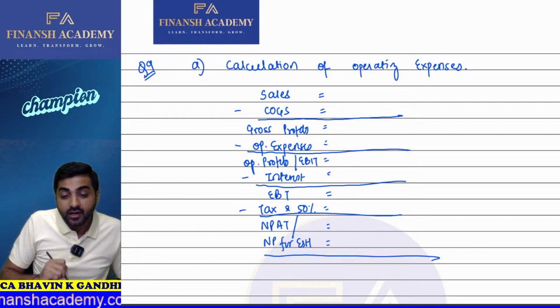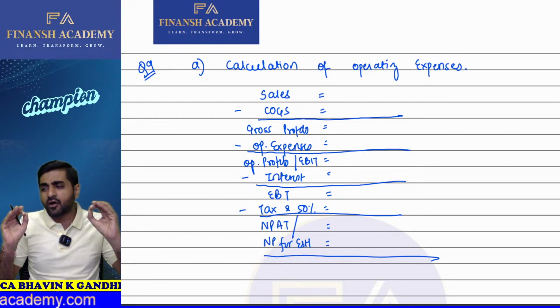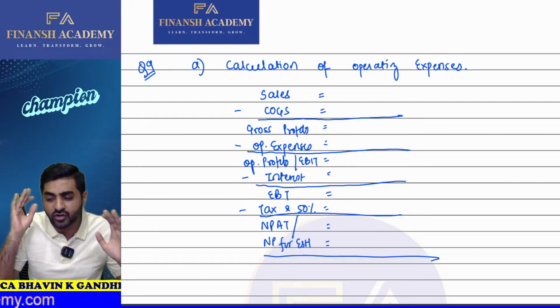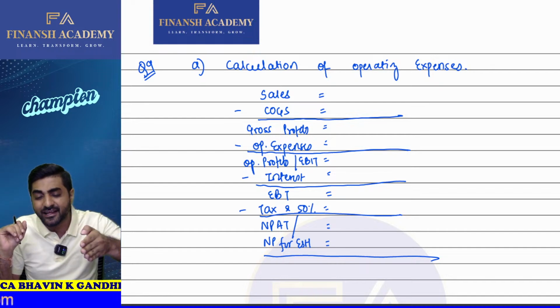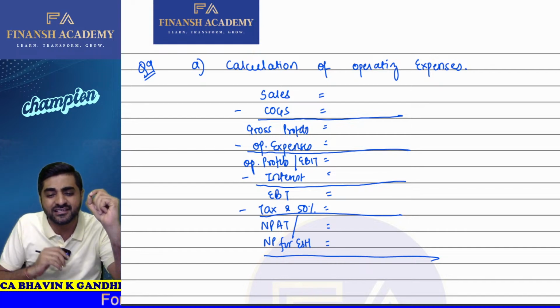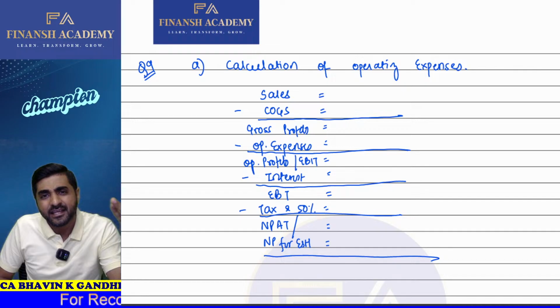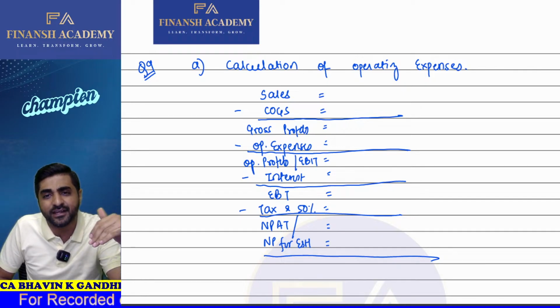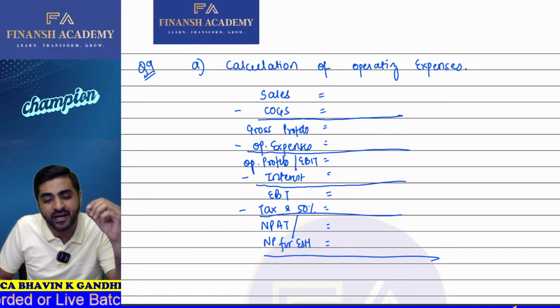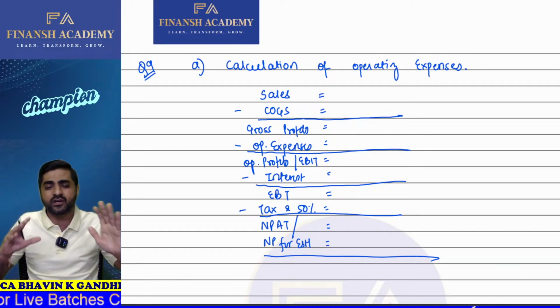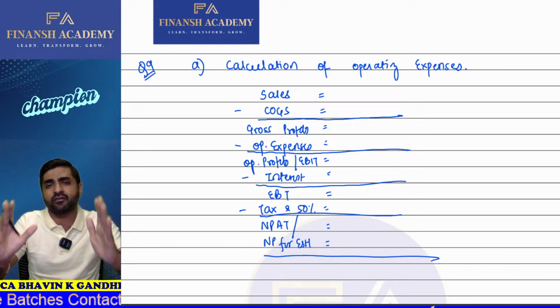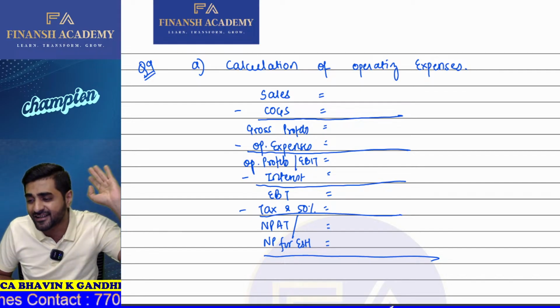Correct? So this is the basic format of our income statement. Come on, yes or no? Yes, sir. We prepare it like this by taking sales less COGS, GP, operating expenses, EBIT. From that we subtract interest, we get EBT. From that we subtract tax at the rate of 50%. Then we'll be getting NPAT, and then net profit for equity shareholders. This is the standard format of our income statement, which we have discussed in the earlier lectures.